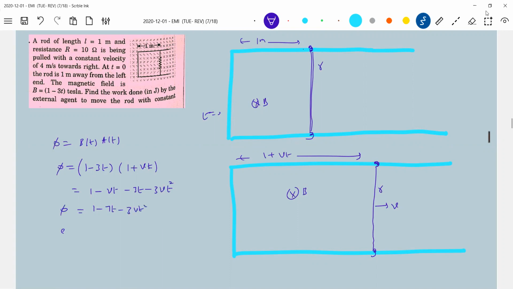We'll differentiate this. We'll get EMF induced: minus 7 minus 6Vt. V is, I think, 4, no? Minus 7 minus 24t.